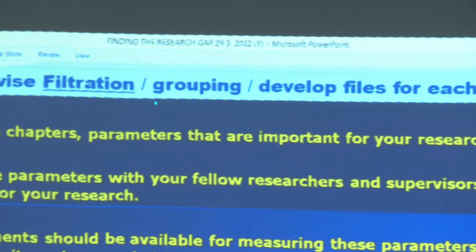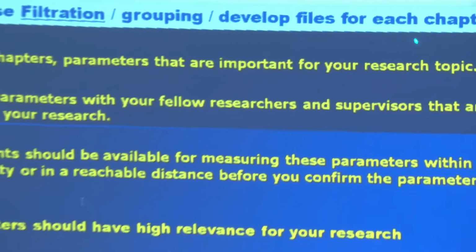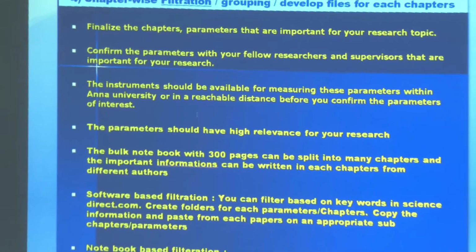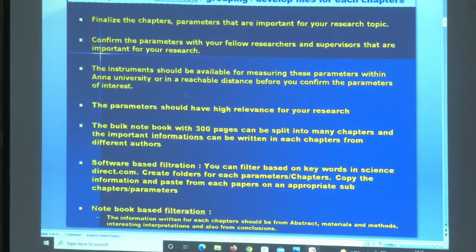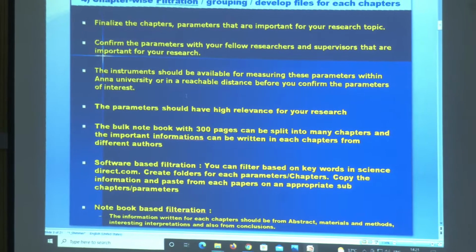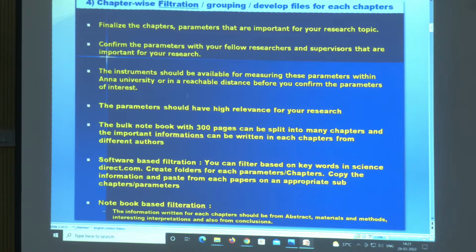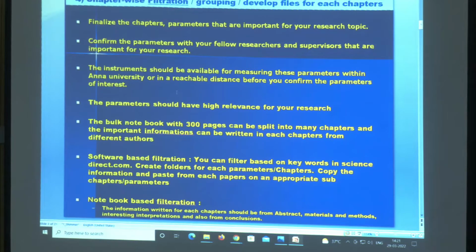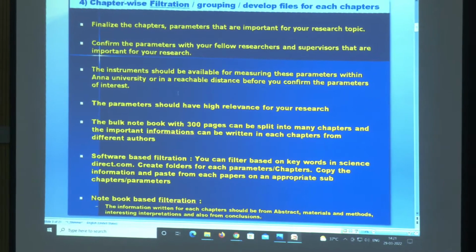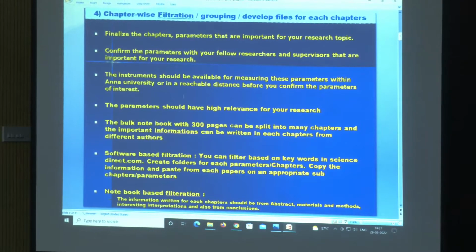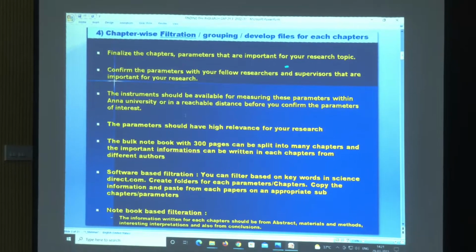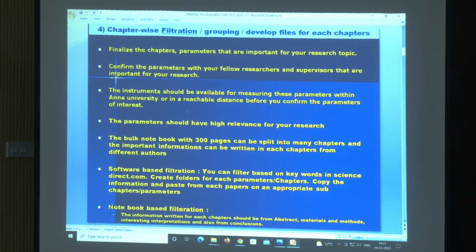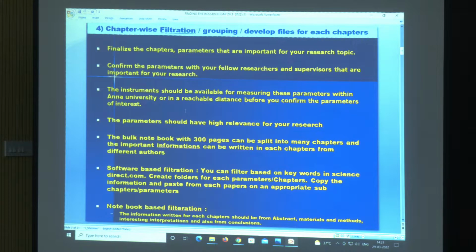Okay, right, fine. So chapter wise filtration, grouping, develop files for each chapter. Why is it important to paraphrase or filter it? If you have a mess of information, when you are going for a methodology, when you are going for a parameterization, it will be very difficult for you if it's complex information. That's why you are filtering it. Finalize the chapters, the parameters that are important for your research topic. So actually before filtering, what are the chapters you are supposed to incorporate? What are the chapters that you are supposed to filter?